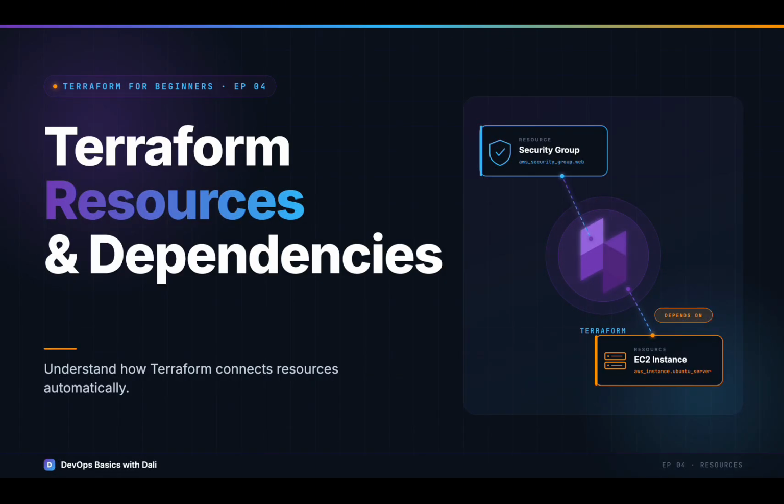Welcome back. In the previous episode, we deployed our very first AWS infrastructure using Terraform. We learned how to initialize a project, create resources, update them, and destroy them. But today, we're going to answer an important question. How does Terraform know the order in which resources should be created? How does it know that one resource depends on another? And when do we need to tell Terraform the correct order ourselves? That's exactly what we'll learn in this episode.